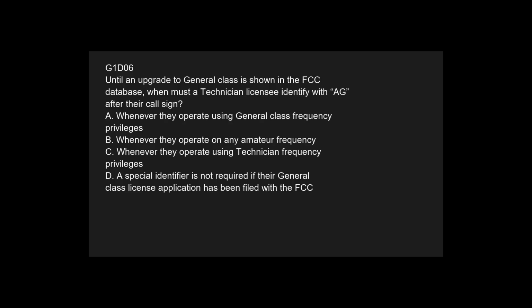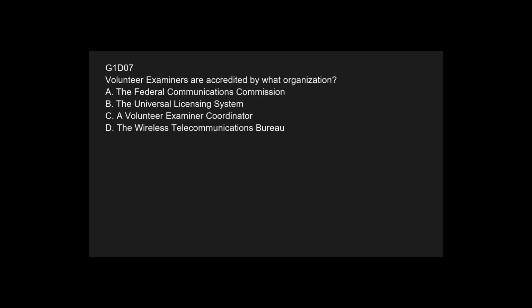Question: until an upgrade to general class is shown in the FCC database, when must a technician licensee identify with AG after their call sign? The correct answer is A. Whenever they operate using general class frequency privileges. Question: volunteer examiners are accredited by what organization? The correct answer is C. A volunteer examiner coordinator.